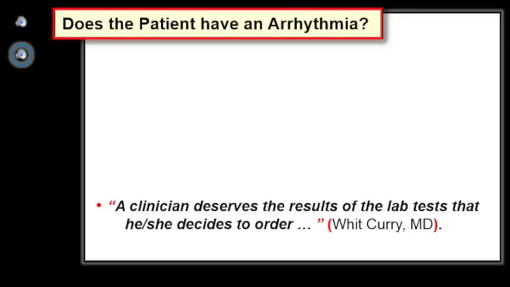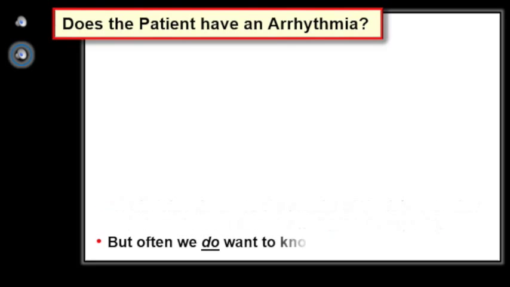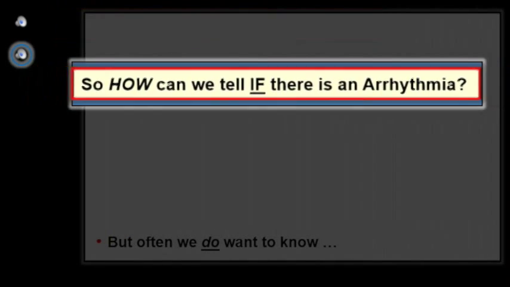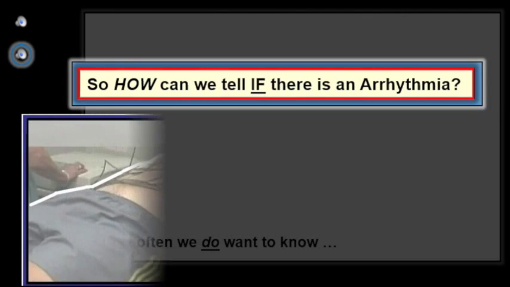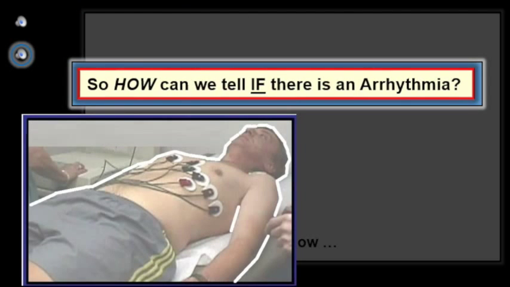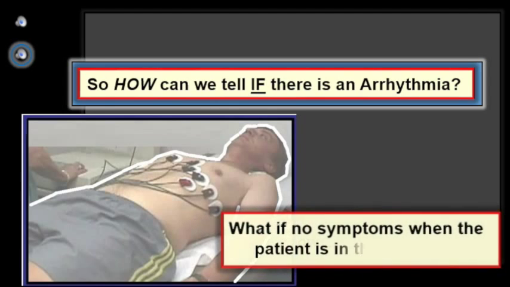The percentage of people with arrhythmias goes up with age, so that more than half of you viewing this video probably have some arrhythmias that you may or may not be aware of, which leads me to one of my favorite quotes. A clinician deserves the results of the lab tests that he or she decides to order. There are many patients for whom the clinician might prefer not to know if the patient in front of them has an arrhythmia. That said, there are times when we do want to know. So how can we tell if the patient has an arrhythmia? Obviously, by doing an ECG. But it's not always so easy if the patient is not having their arrhythmia at the time you are seeing them.